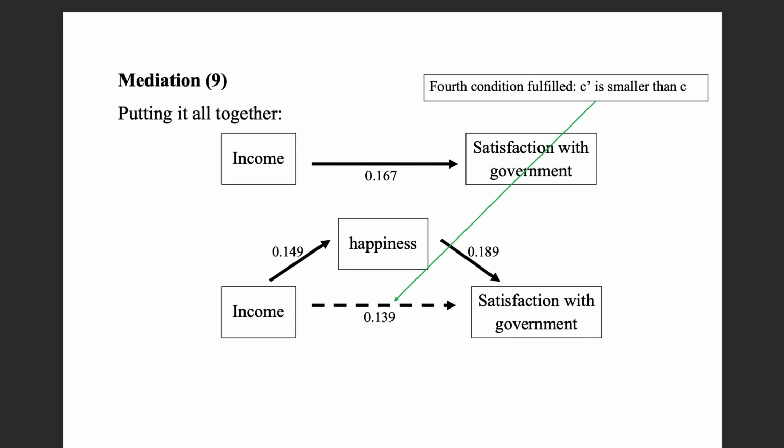It's not like happiness explains the entire income effect. We still have a quite sizable remaining income effect. It's also still statistically significant at conventional levels. But we have been able to explain some of that original income effect by referring to differences in happiness.